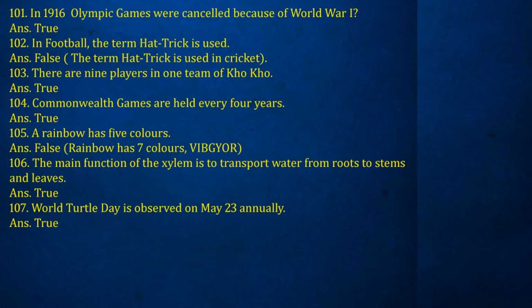Ans. False. 103. There are 9 players in one team of Coco. Ans. True. 104. Commonwealth Games are held every 4 years. Ans. True. 105. A rainbow has 5 colors. Ans. False. 106. The main function of the xylem is to transport water from roots to stems and leaves. Ans. True. 107. World Turtle Day is observed on May 23rd annually. Ans. True.